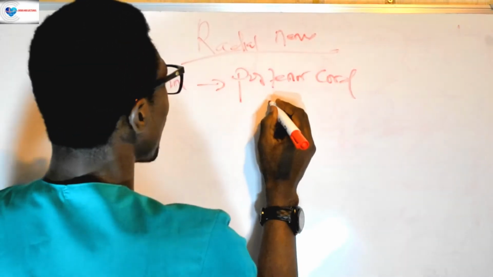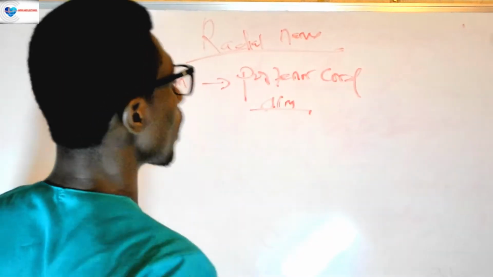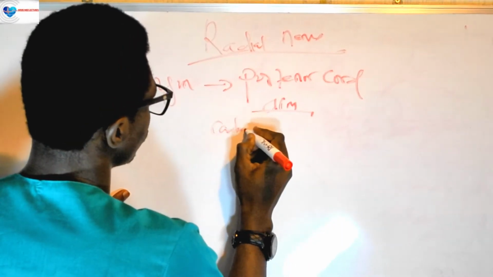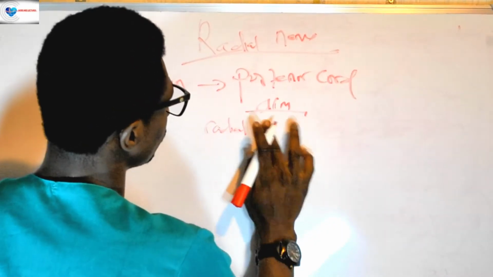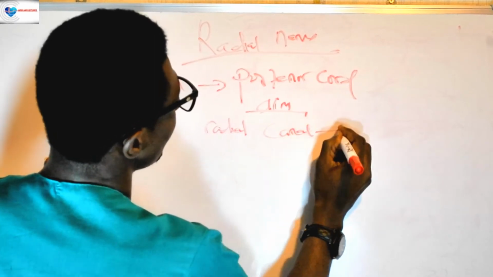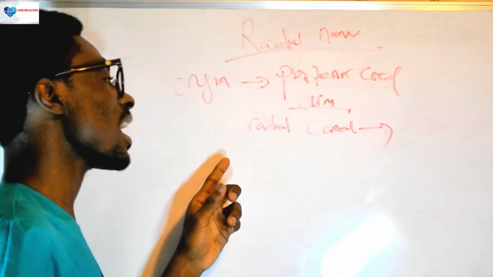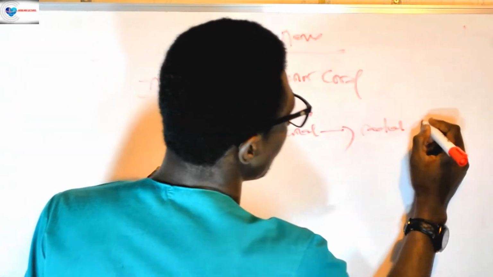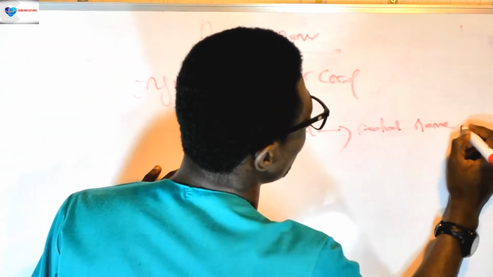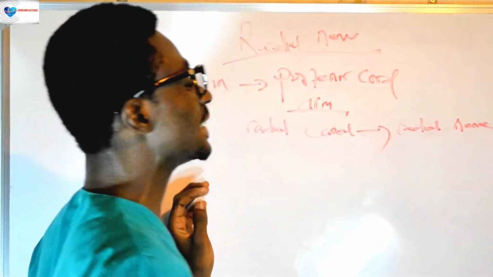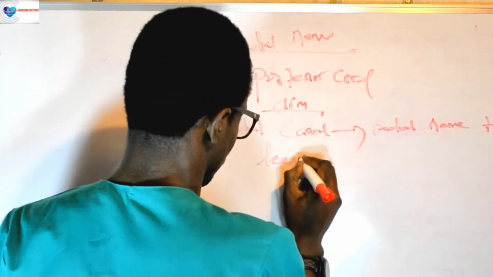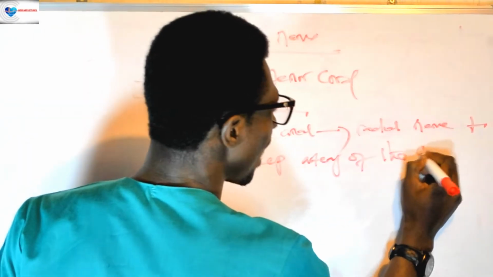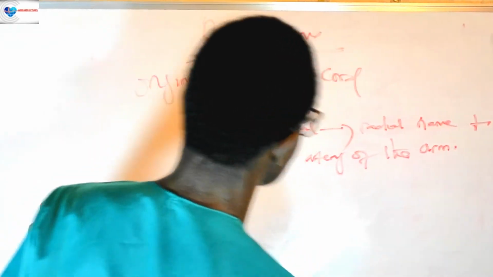Okay now. So in the arm, looking at the topography in the arm, you understand? It will go with the radial groove, right? Radial canal. And in this radial canal, the radial nerve runs inside, alongside the deep artery of the arm. Of the arm, guys.